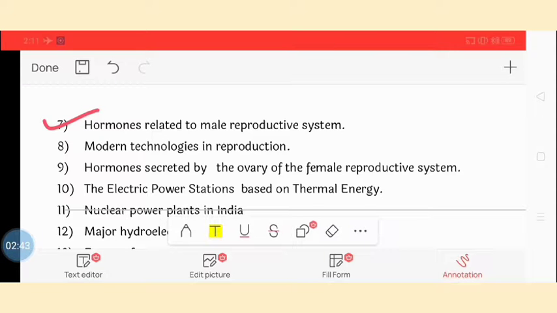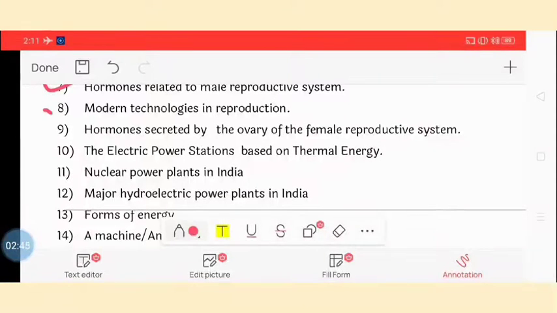Next, the 8th question. Modern technologies in reproduction. The modern technologies in reproduction are in vitro fertilization, surrogacy, sperm bank, etc. So the techniques in reproduction are IVF, in vitro fertilization, surrogacy, and sperm bank.